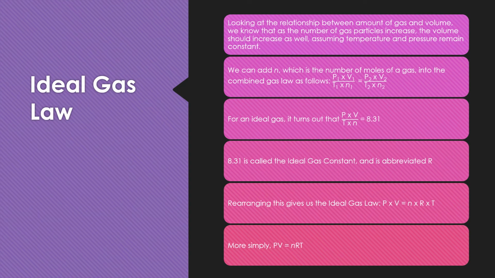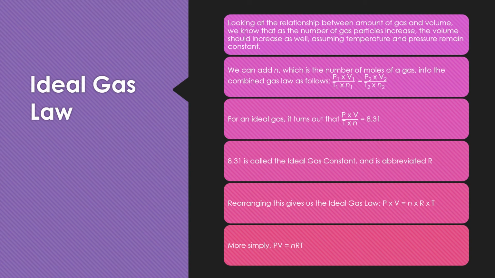This leaves us with a larger version of the combined gas law, which now says that P1 times V1 divided by T1 times N1 equals P2 times V2 divided by T2 times N2. That's a lot of variables to write out, but luckily for us, it turns out that the pressure times volume divided by the temperature times the number of moles for any ideal gas is equal to 8.31. 8.31 is called the ideal gas constant and was determined over a large set of experiments and tests, but it allows us to come to the full version of the ideal gas law.